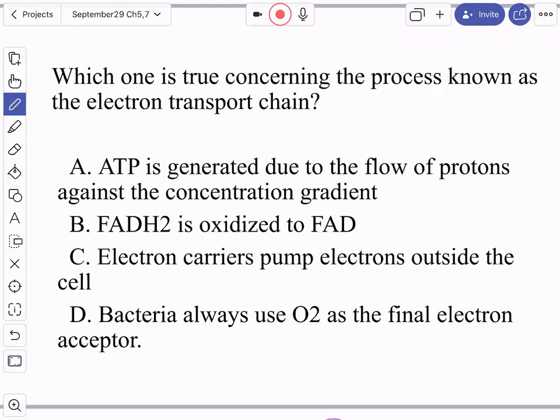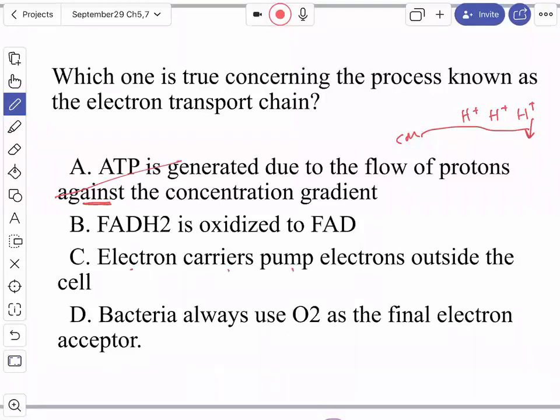All right, so let's go through and eliminate which ones are not true. The first one says ATP is generated due to the flow of protons against the concentration gradient. Remember, here's the cell membrane. Those protons get pumped outside the cell membrane, and when they flow down the concentration gradient from high concentration to low concentration, that's what powers the production of ATP at that enzyme, ATP synthase. So that one's not correct.